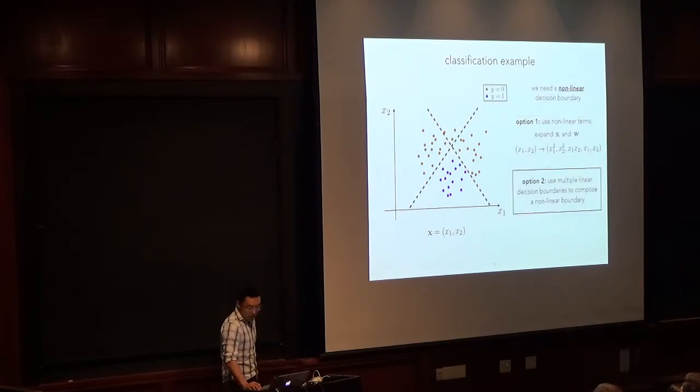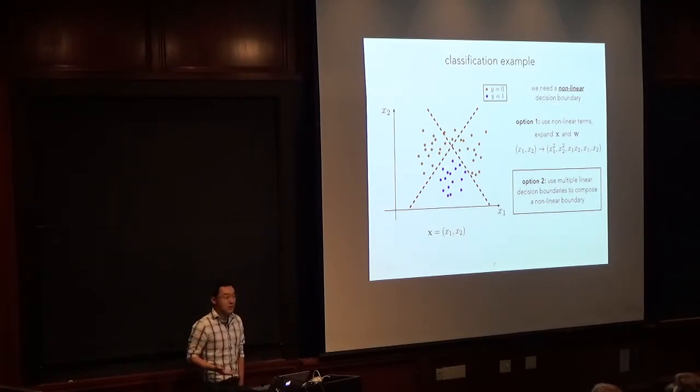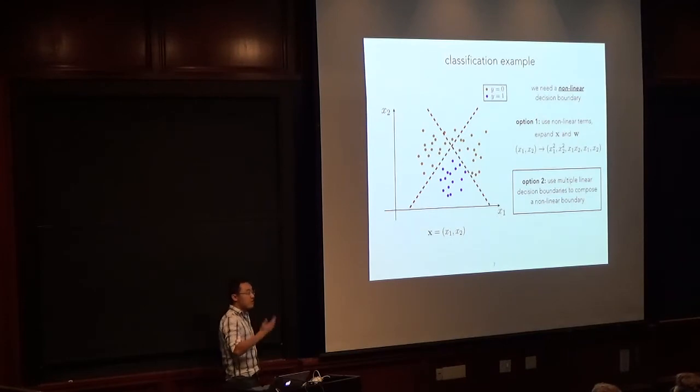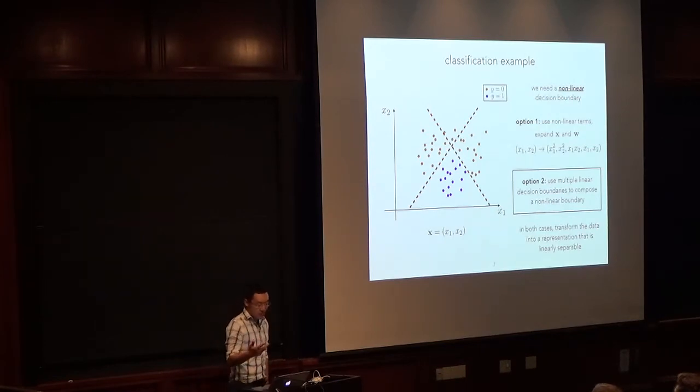popular. The other option, which is the premise of deep learning, is we learn multiple linear decision boundaries, and then we figure out a way to compose these linear decision boundaries. So in this case, maybe we can learn these 2 linear decision boundaries, each of which is okay but not great, and then we find another way of recombining these 2 linear functions. And that, in essence, is what deep learning does, and we'll get to that. Both cases transform the data into a representation that is linearly separable.